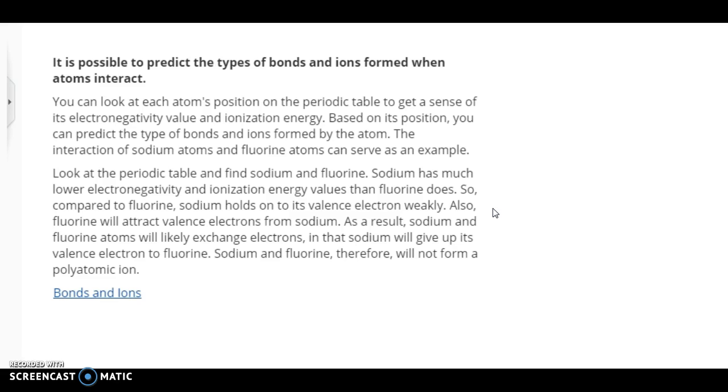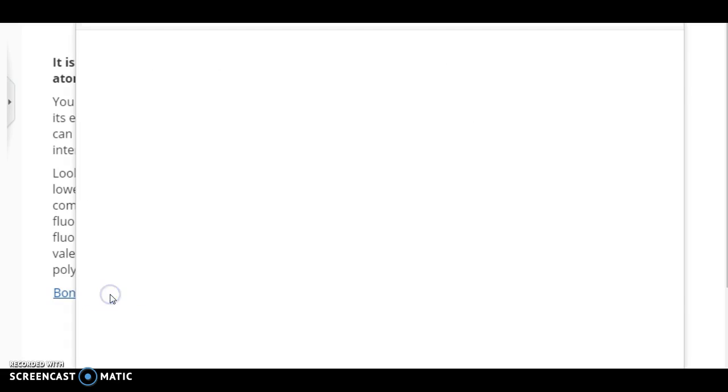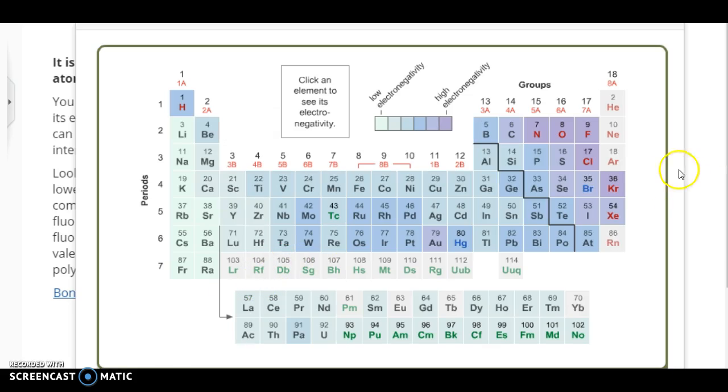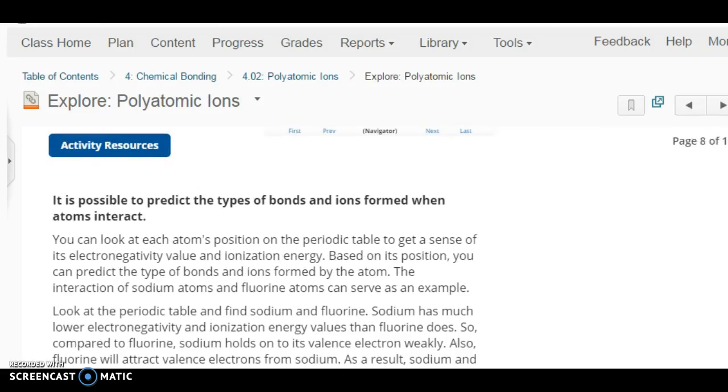Sodium has much lower electronegativity and ionization energy values than fluorine does. So compared to fluorine, sodium holds on to its valence electrons weakly. It doesn't want them. Also, fluorine will attract valence electrons from sodium. As a result, sodium and fluorine atoms will likely exchange electrons in that sodium will give up its valence electron for a +1 charge to fluorine to give it a -1 charge. Sodium and fluorine, therefore, will not form polyatomic ions. They will form ionic compounds, which you already know.